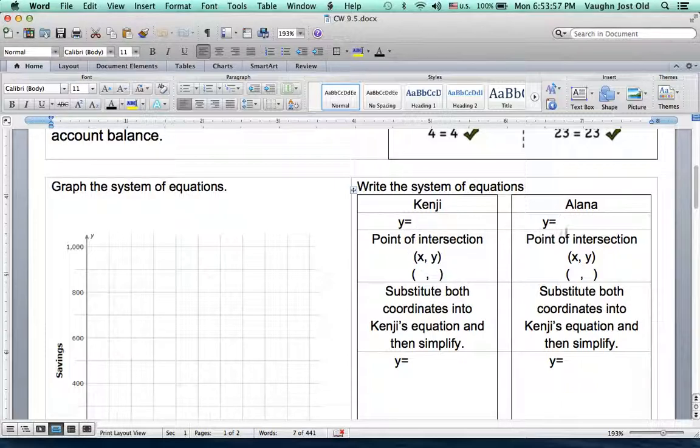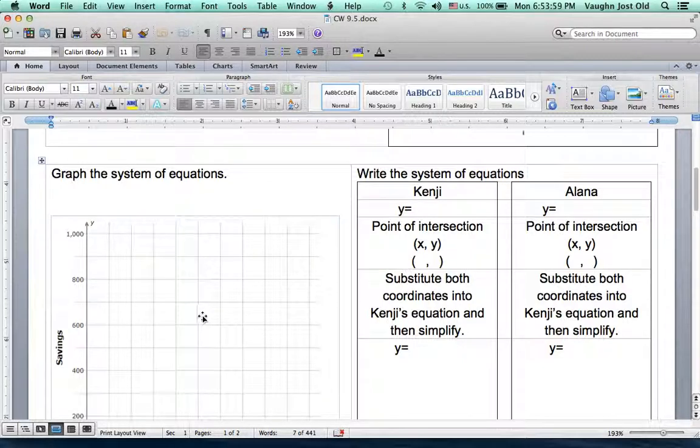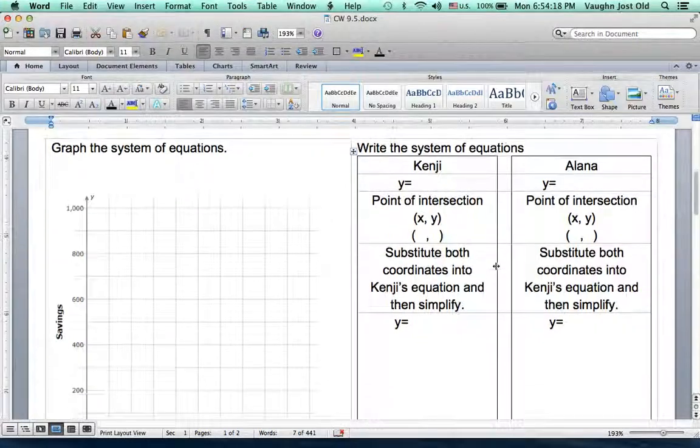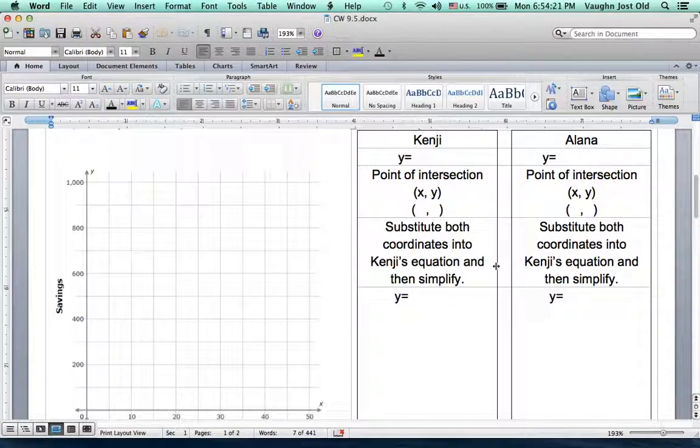Now after you have the equations finished, we want to go back and look at our graph and figure out where the point of intersection is. Where do the two lines, the two equations, intersect? And find the x-coordinate and the y-coordinate for that point of intersection. Okay, and we're going to fill that in both here and over here. It'll be the same coordinates, right? Because it's just the point where the two lines intersect.